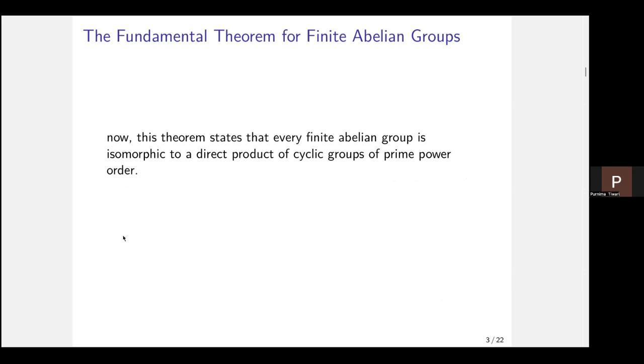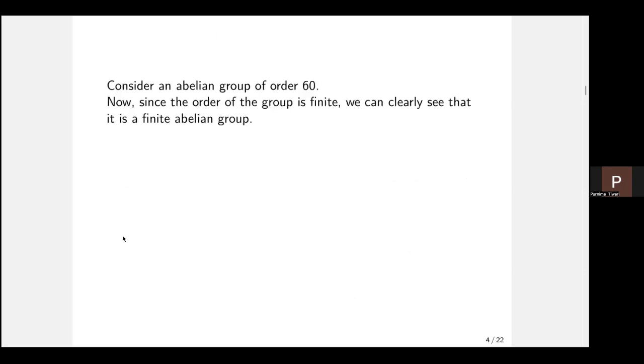Now, the fundamental theorem of finite abelian groups states that every finite abelian group is isomorphic to a direct product of cyclic groups of prime power order, which means, let's consider an example. Let's consider an abelian group of order 60.